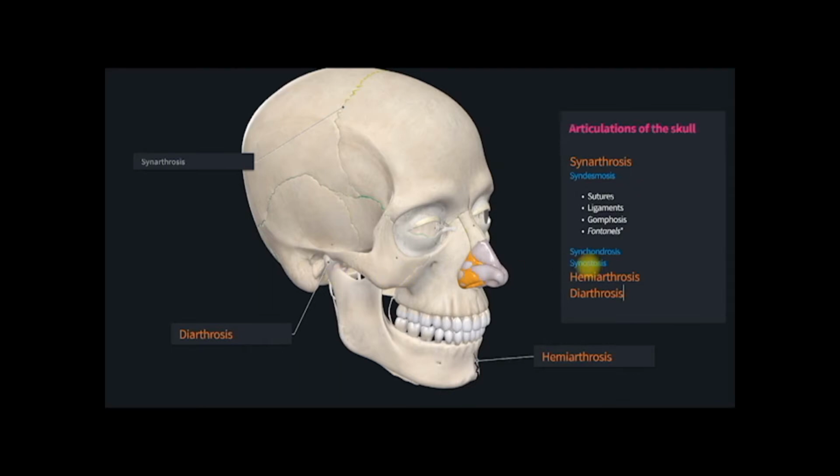Synostosis is an example of fusion of different parts of a bone into one single bone. Hemiarthrosis is present in the developmental stage of the skull in the newborn. And diarthrosis is a true joint, the temporomandibular joint between the temporal bone and the mandible.